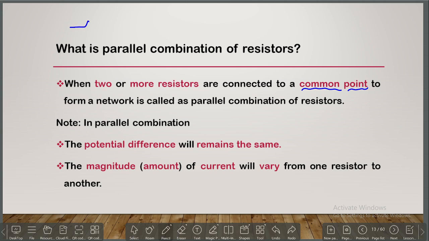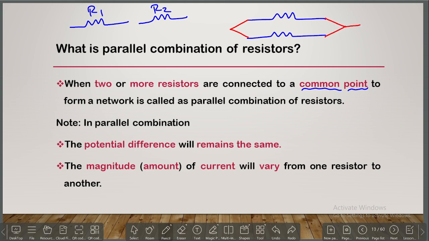For example, let's take two resistors, R1 and R2. If the ends of both the resistors are connected to a common point like this, then we can say that the given combination is in the form of parallel. Clear? In parallel combination, the potential difference remains the same. Why? Because it's connected to a common point.